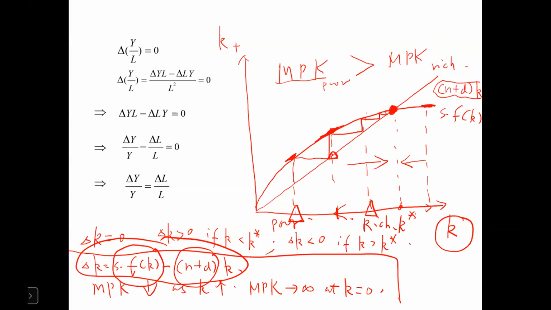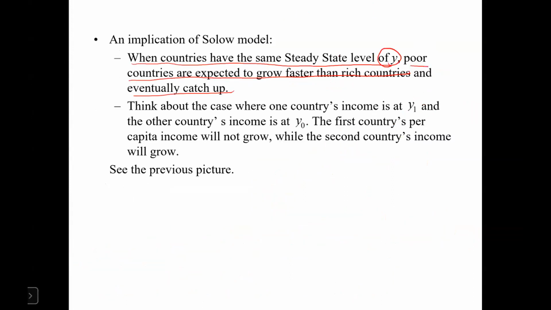But eventually they are going to converge to here, because from this model, regardless of where you start, eventually you end up here, right? But the big assumption here is you are comparing countries who have the same fundamentals. The fundamentals are saving rate, population growth, and depreciation. Those are the same across countries. Okay, so this is the first implication. Now the second implication.